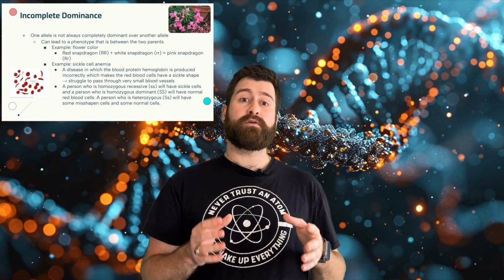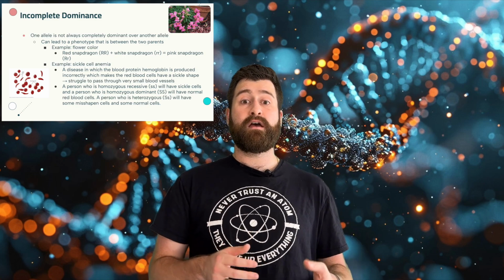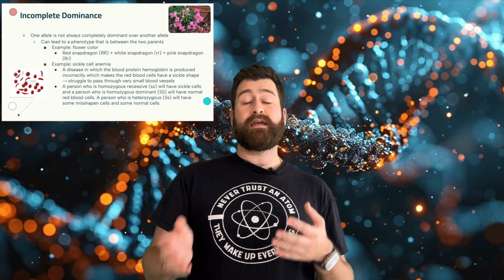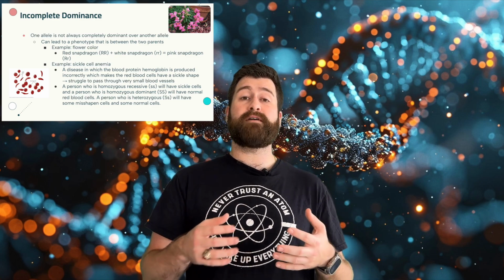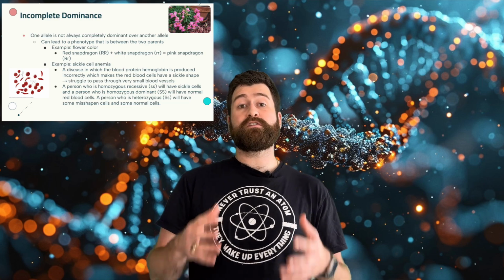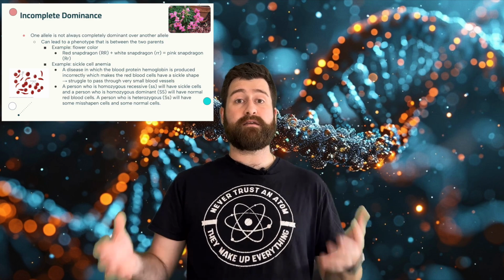A person who is homozygous recessive, which is represented by a lowercase s, will have sickle cells. And a person who is homozygous dominant, which is represented by capital S, will have normal red blood cells. A person who is heterozygous, which is represented by capital S, lowercase s, will have some misshapen cells and some normal cells. Another type of non-Mendelian inheritance is codominance.